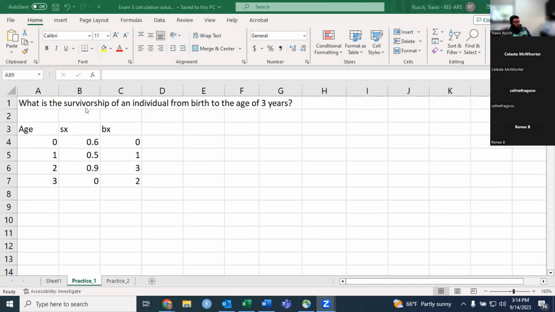S of X would be survival rate, and B of X would be fecundity. Yep, so we're given fecundity as B of X, survival rate as S of X, and age categories: age 0, 1, 2, and 3, and then these values. What is survivorship asking for? What is the variable of survivorship? L of X. Yeah, and we're not given L of X.